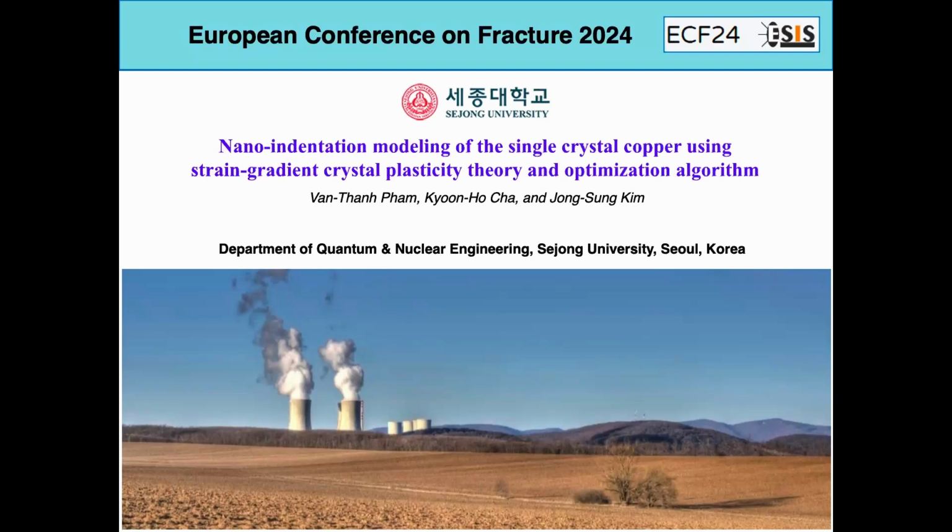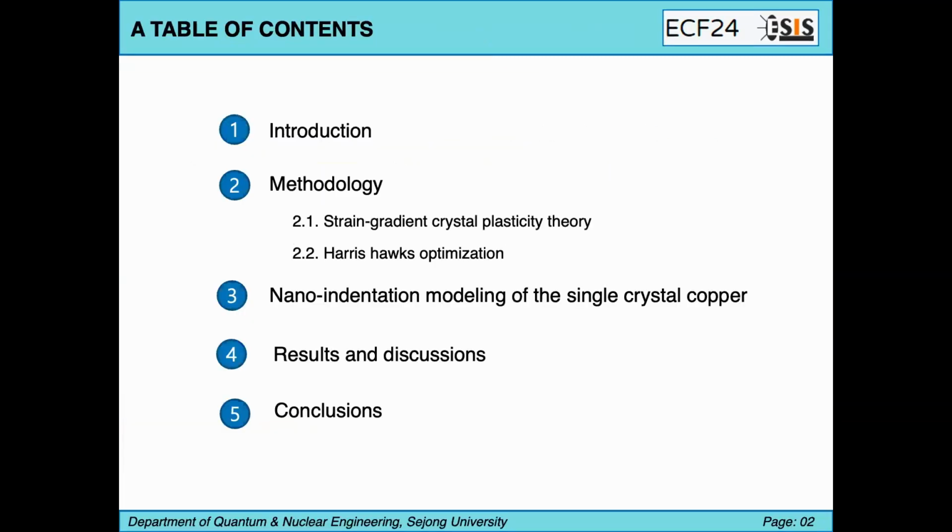So the title of our research is Nano modeling of the single crystal copper using the strain gradient crystal plasticity theory and optimization algorithm. And this is the table of contents. We will go to the first section, the introduction.